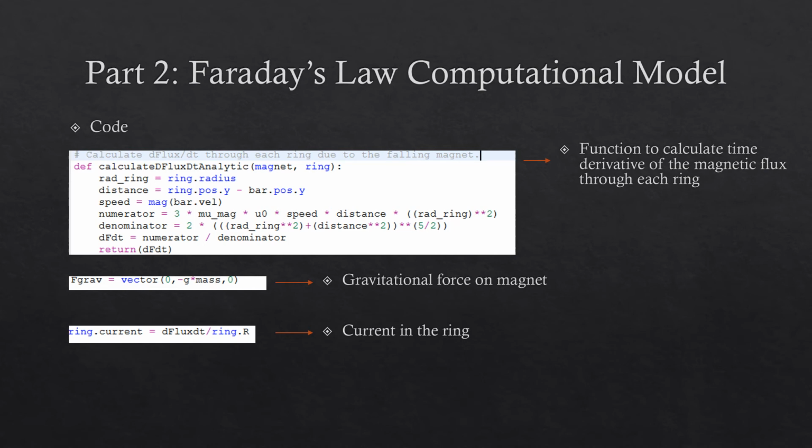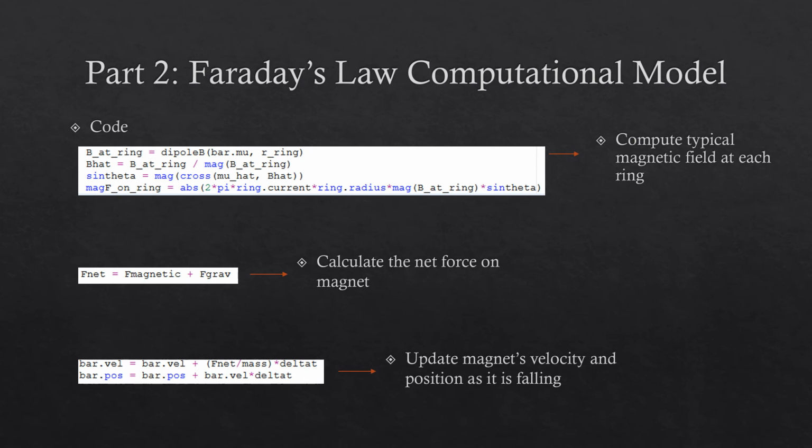The current in the ring is then computed through this next line of code. Now we compute the typical magnetic field at each ring. To do this, we need to define the magnetic field at the ring, b hat, and sine theta. And using these, we get the magnitude of the force on the ring. The next line of code calculates the net force on the magnet, and the last bit of code updates the magnet's velocity and position as it's falling through the tube.